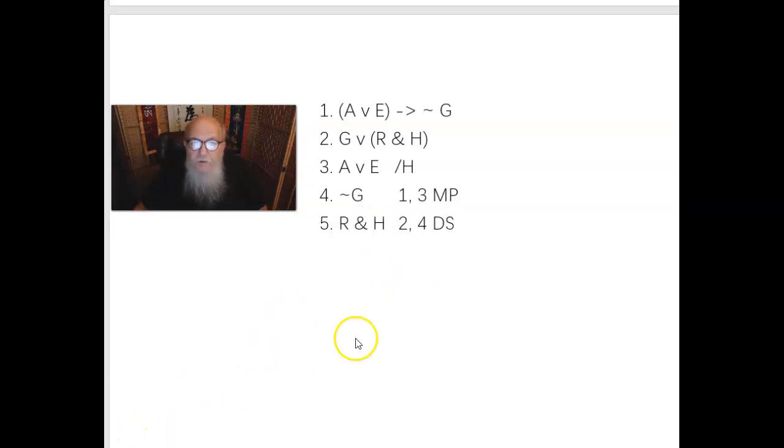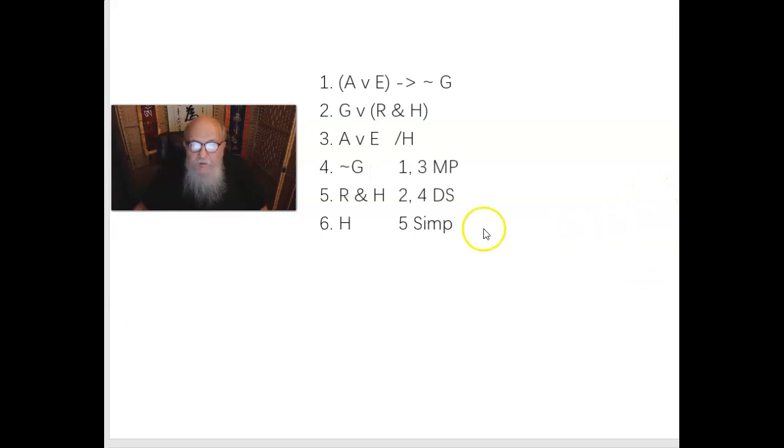I then notice, since I have that not G, I could apply it to line 2 through the rule of disjunctive syllogism and get an R and a H. So again, I'm not even thinking about it. I'm just scanning the premises, looking at what I've come up with, and applying rules. And then I notice, well, there's the H I'm looking for, and I can just simplify, and I have it.